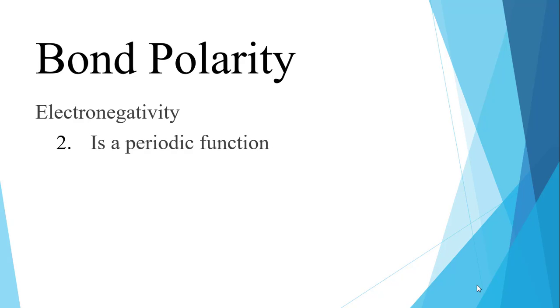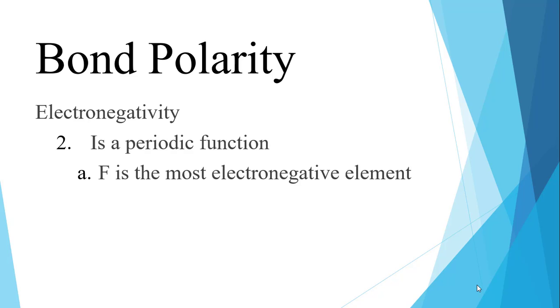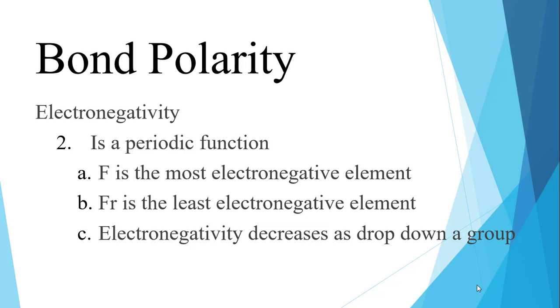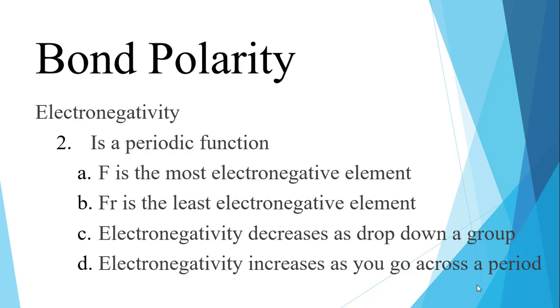Electronegativity is a periodic function. Fluorine is the most electronegative element. Francium is the least electronegative element. So we can say that as you drop down a group, electronegativity will decrease. And as you go across a period, the electronegativity will increase.